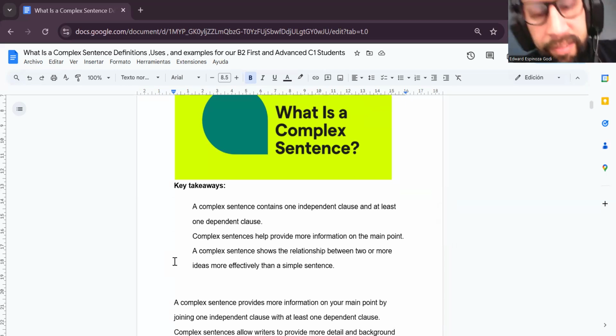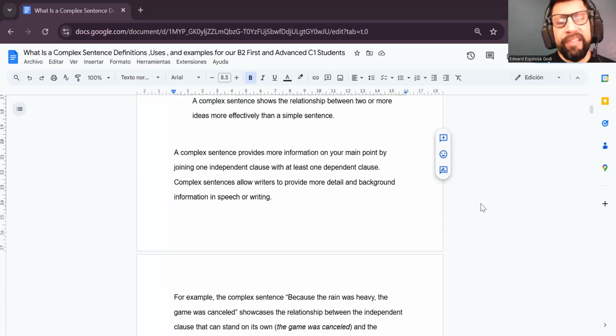A complex sentence contains one independent clause and at least one dependent clause. We'll take a look at that a little bit later on. Complex sentences help provide more information on the main point when it comes to writing. A complex sentence shows the relationship, the connection, between two or more ideas more effectively than a simple sentence.